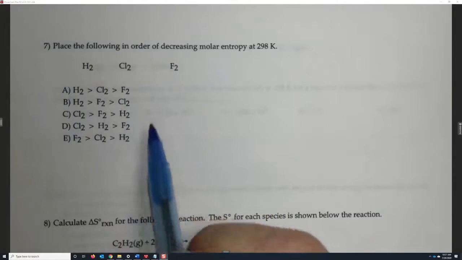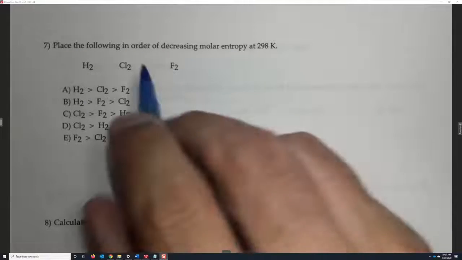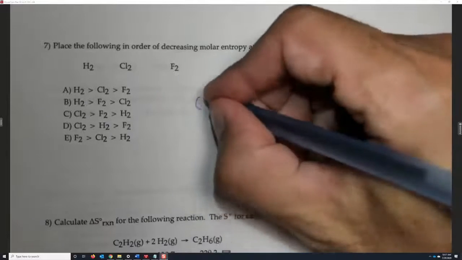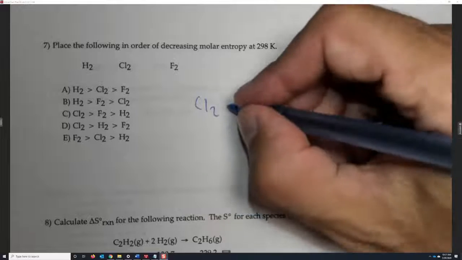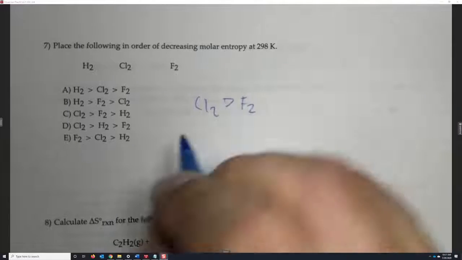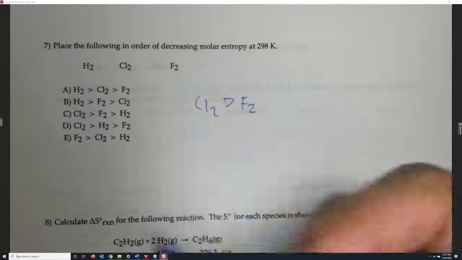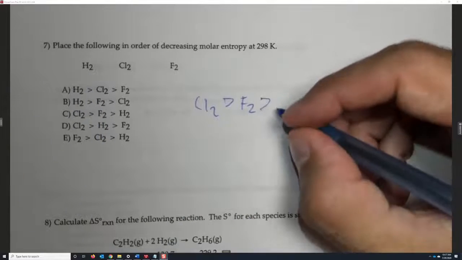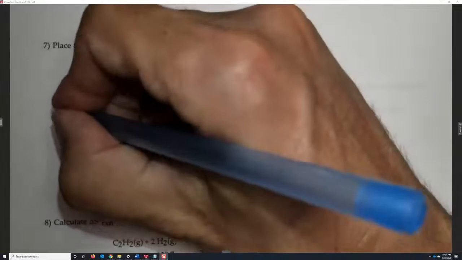It turns out that the higher the molar mass of the compound, the greater the entropy that it has. So here, chlorine has a greater molar mass and therefore a greater entropy than fluorine, which is the second biggest, right? Chlorine's below fluorine. And then hydrogen, which is the smallest, only has a molar mass of 2, so it is last. So this is choice letter C.